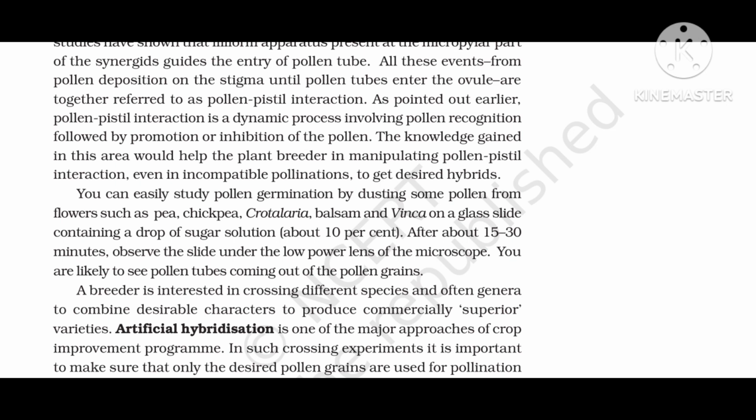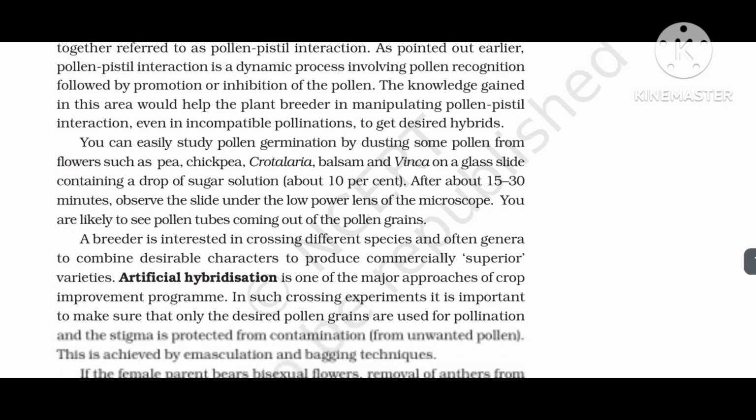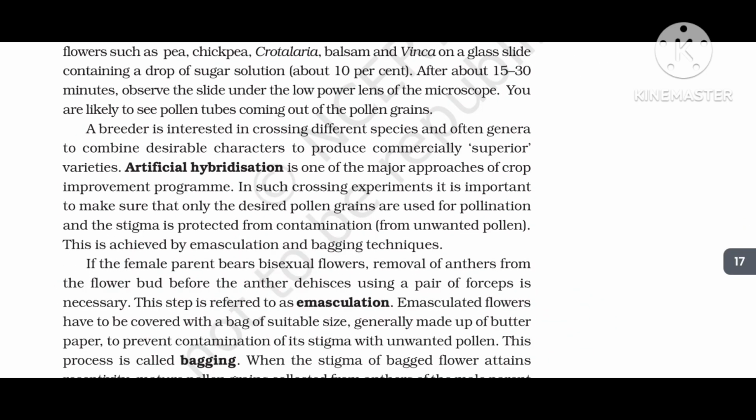If the female parent bears bisexual flowers, removal of anthers from the flower bud before the anther dehiscence using a pair of forceps is necessary. This step is referred to as emasculation. Emasculated flowers have to be covered with a bag of suitable size, generally made up of butter paper, to prevent contamination of the stigma with unwanted pollen. This process is called bagging. When the stigma of the bagged flower attains receptivity, mature pollen grains collected from anthers of the male parent are dusted on the stigma, and the flowers are rebagged and the fruits allowed to develop.